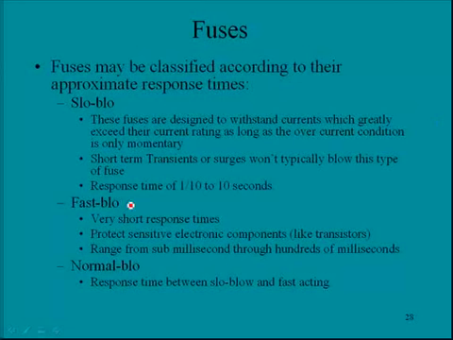Then there is the fast blow. These have a very short response time. They protect sensitive electronic components like transistors. They range from sub-millisecond through hundreds of milliseconds. So these could be less than a millisecond of time in the response. They're very fast. And then there are normal blow, with response time between slow blow and fast acting. So this would be in between the slow and the fast.